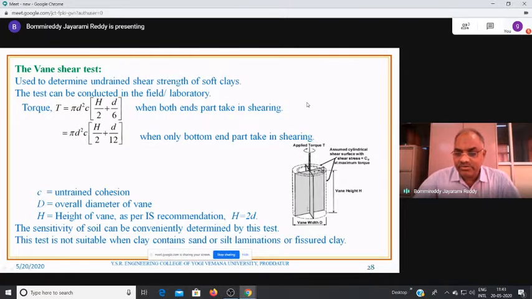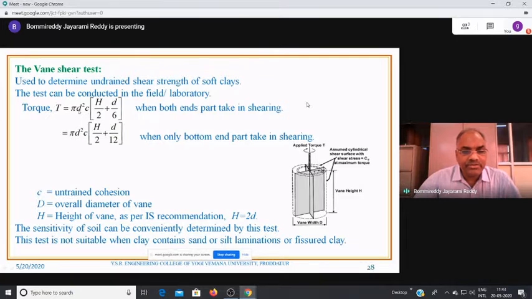So that the soil gets removed from it, by means of the application of the torque. Depending upon the magnitude of the torque, the shear parameters will vary. And here it is given: T, the torque applied, equals pi d square into C.